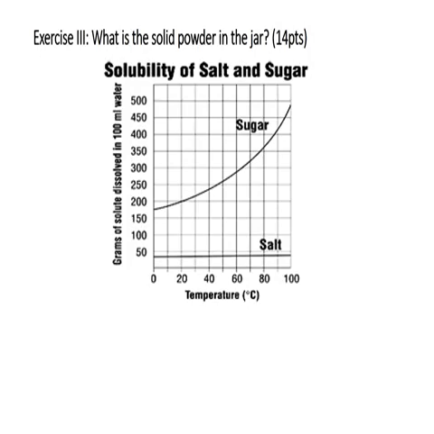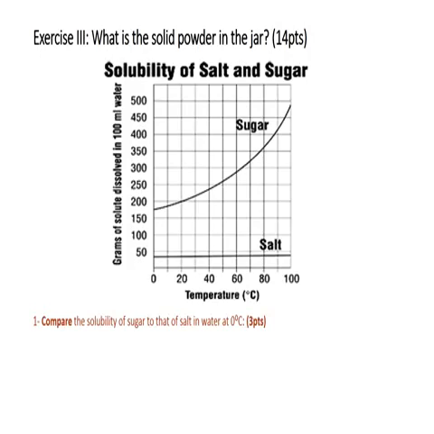Exercise 3. What is the solid powder in the jar? So we have a jar, we have a solid powder inside it, and we want to know what this solid is. We have two solids, sugar and salt. We want to know if it is sugar or if it is salt. They gave me a graph showing the solubility of both substances as a function of temperature. They are varying with respect to temperature. So this is the graph.